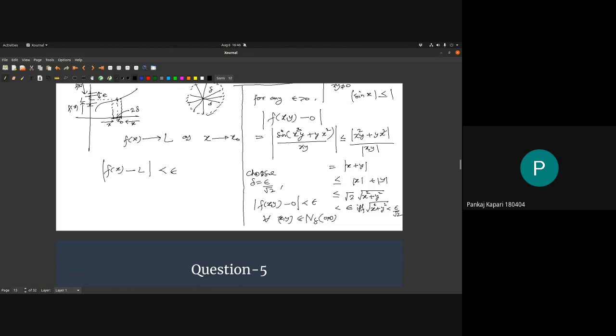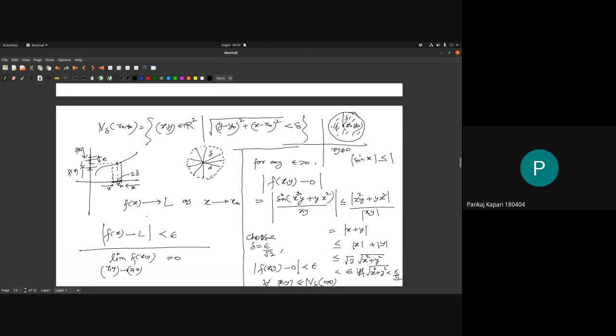This shows that the limit of the function is 0. The limit of f(x,y) when xy approaches the origin is equal to 0. So we have proved that this limit is 0.